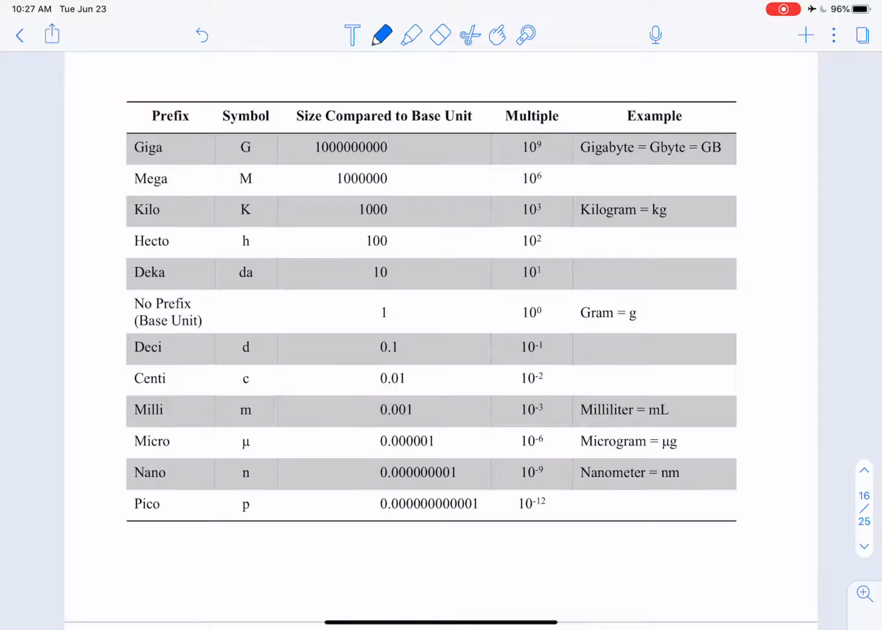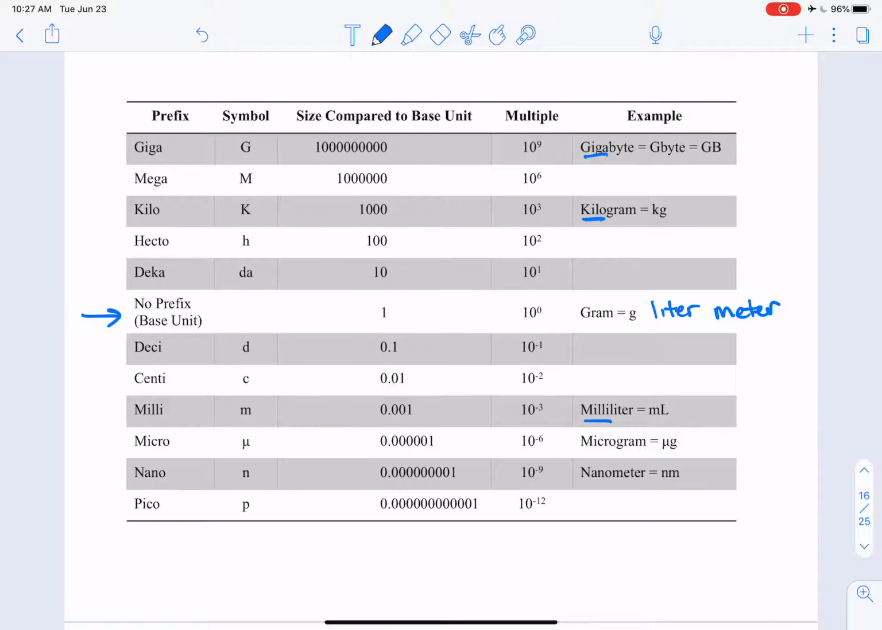And this chart is going to show us the base unit in the middle right there. So those are our metric units that don't have any prefix. So that's going to be gram, liter, meter, etc. So there's no prefix, meaning that little part in the beginning of the word that changes it ever so slightly, like kilo or giga or milli or centi.